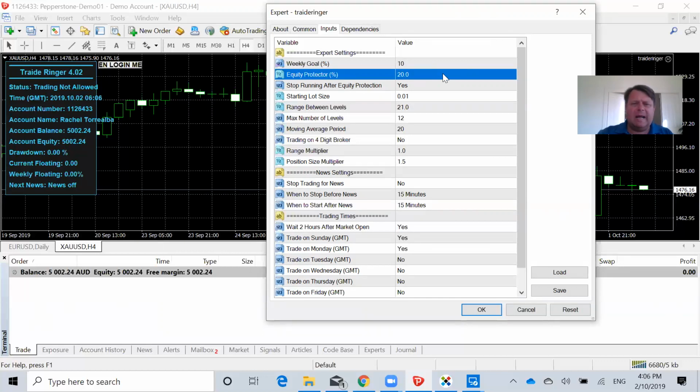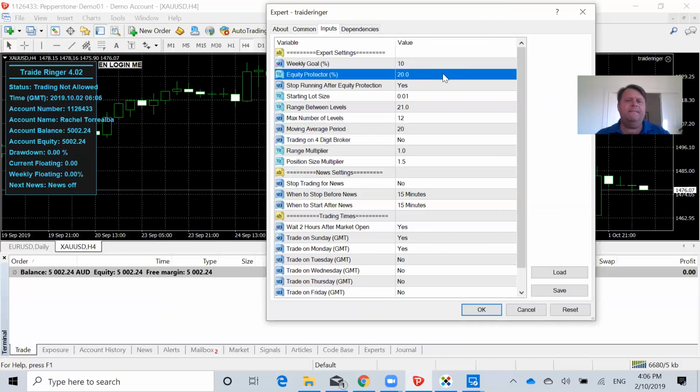I know people that have a 100% equity profile. It's like all in. If I lose on my account, I lose on my account. The equity protector is important for 2 reasons. One, it stops you from wiping an account. Unless of course you set your EP at 100%, then you will wipe your account.